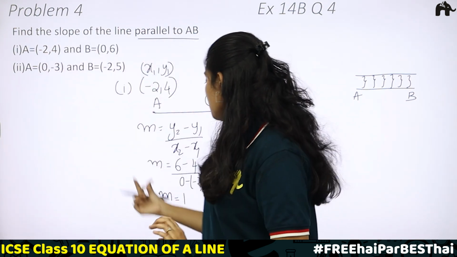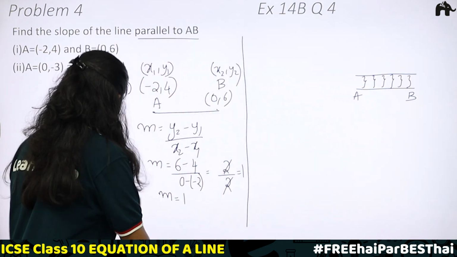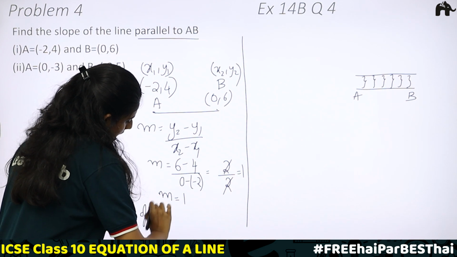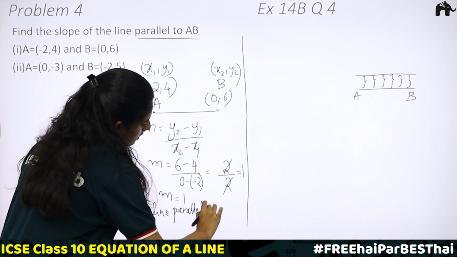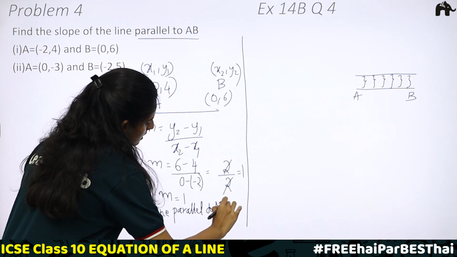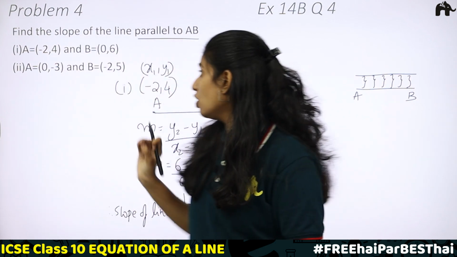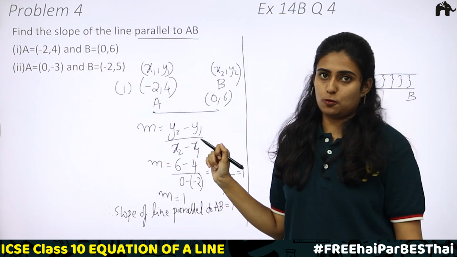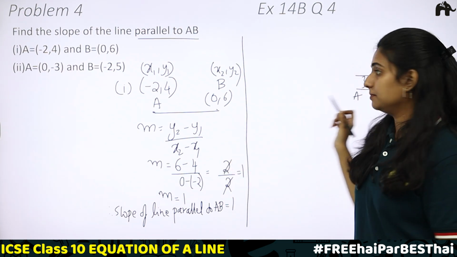What is m? M is the slope of AB. Therefore, we can write slope of line parallel to AB is also equal to 1. Because we have slope of AB and the line parallel to AB of same slope. Clear? Now let us take the second question.